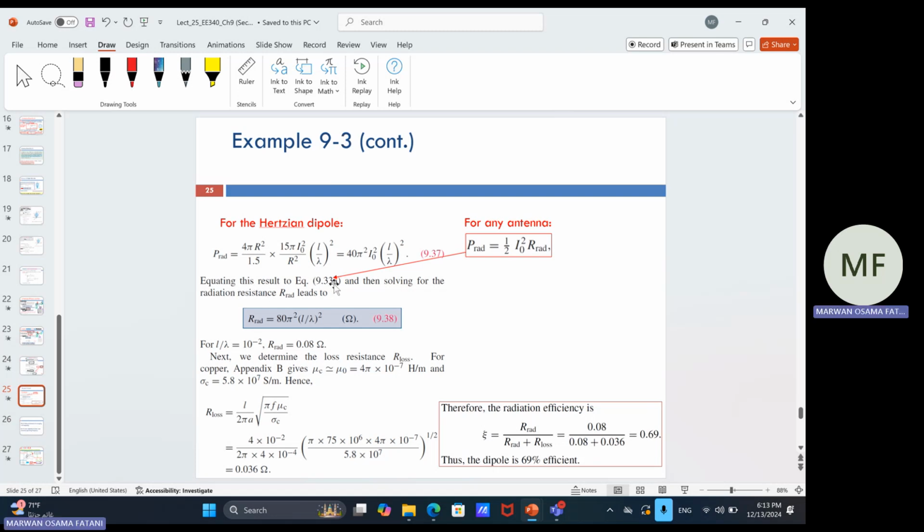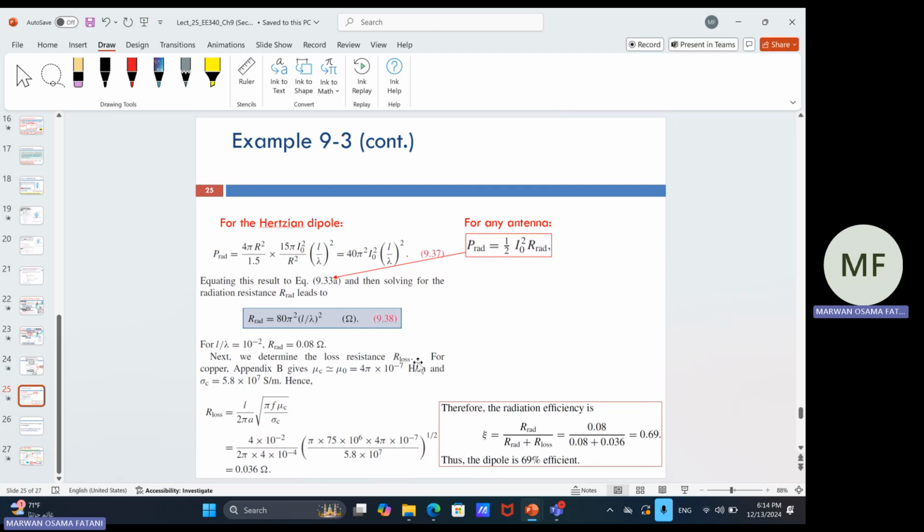Now equating these results to equation 9.33a and then solving for the radiation resistance R rad, R radiated is equal to 80 pi squared multiplied by L over lambda squared. So we have R rad equal to 0.08 ohm.